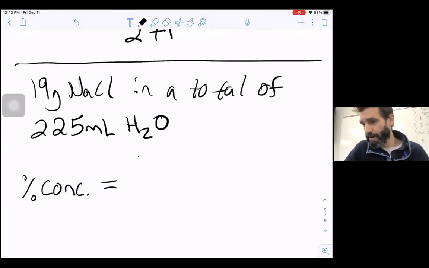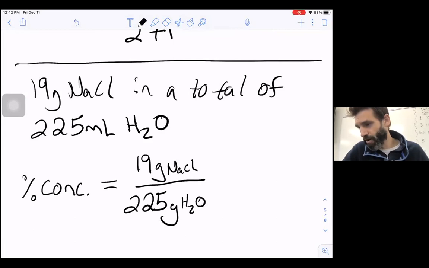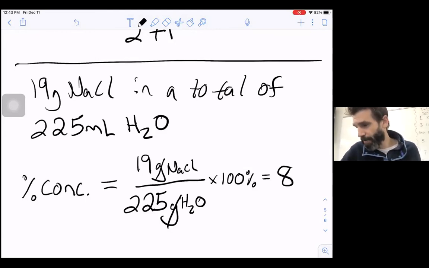Percent concentration is equal to our 19 grams of salt divided by our 225 milliliters, but 1 milliliter of water is 1 gram of water, so grams and grams cancel out, times 100%. This would be equal to 19 divided by 225 is 0.084 times 100. This is approximately an 8% solution.